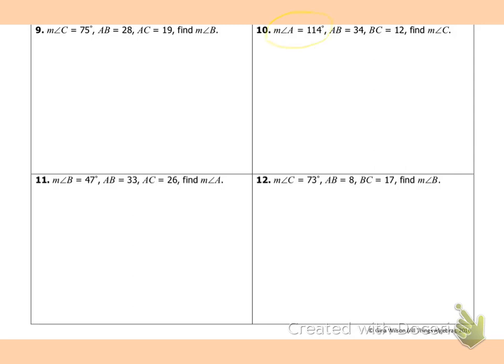It's obtuse. So I'm going to start off by drawing a triangle, and I want it to be sort of accurate. I'm going to draw a triangle where I have an angle that's pretty big, potentially that obtuse angle there. This one's 114 degrees, and this is called angle A.